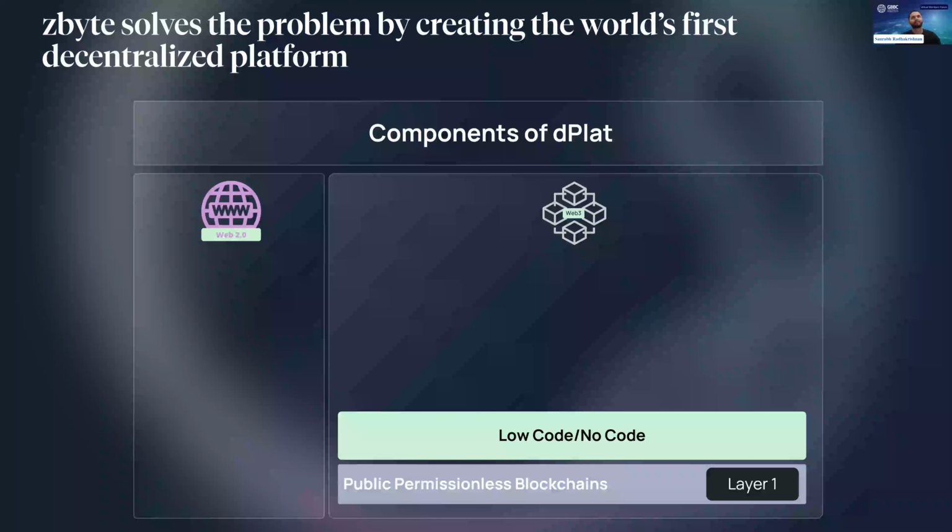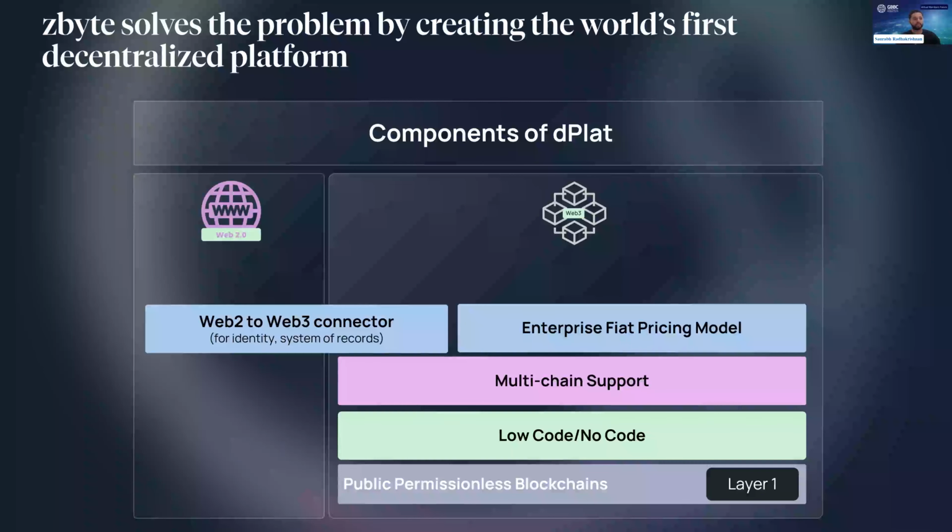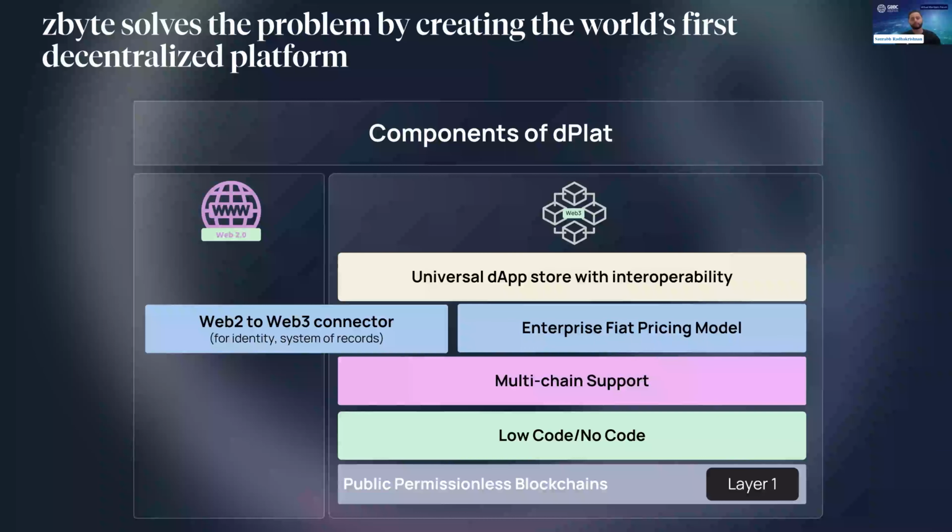And this is surrounded by pieces from end to end, including multi-chain support. We remove that silo I was talking about earlier by allowing developers to build applications that go across blockchains. We also have Web2 to Web3 connectors for identity and system of records, and I'll dive into that in just a bit. And an enterprise fiat pricing model. Basically, we're taking away the complexity for CFOs of holding cryptocurrency on their balance sheet. Instead, we offer them a model they're used to. And finally, we have a universal dApp store with interoperability between chains.